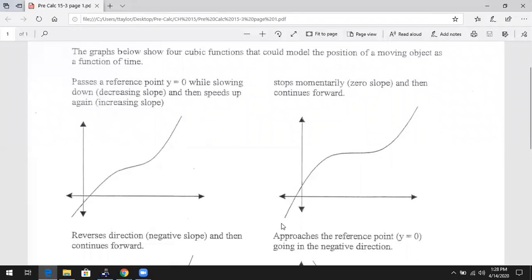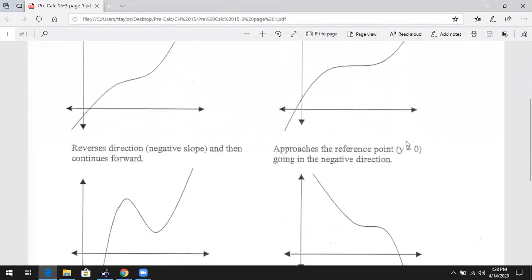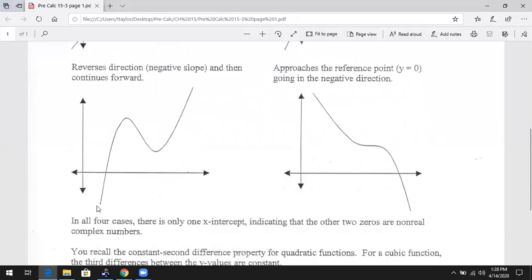This one passes the reference point, momentarily stops. That's when its slope is 0, but then continues forward. Here you have one that passes a reference point, reverses direction, so now it's coming back towards the reference point, reverses direction again, and speeds away. And in this one, it approaches it from the opposite direction, momentarily stops, and then passes the reference point.